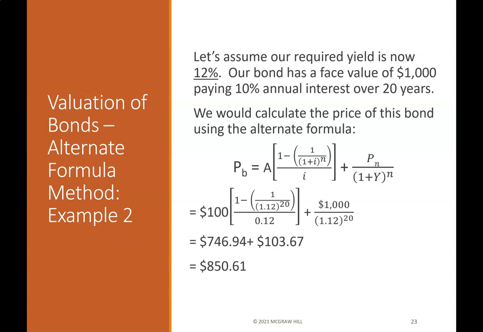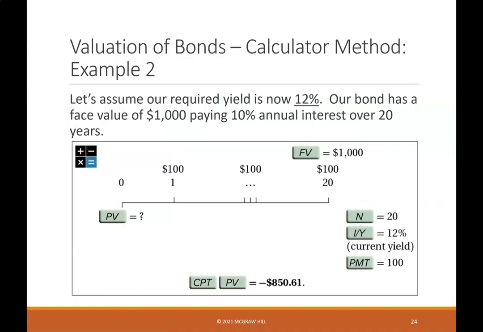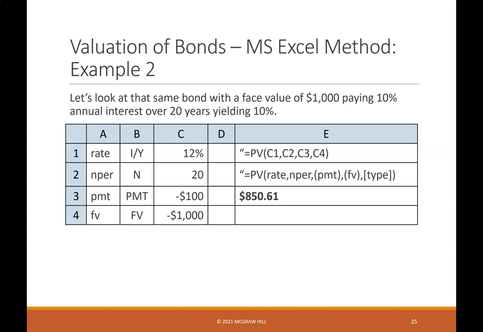Valuation of bonds, not the formula method or the calculator method. Let's use the Excel method. Rate 12%, number of payments 20, payment amount minus 100, future value minus 1,000. So the present value equals 850.61.